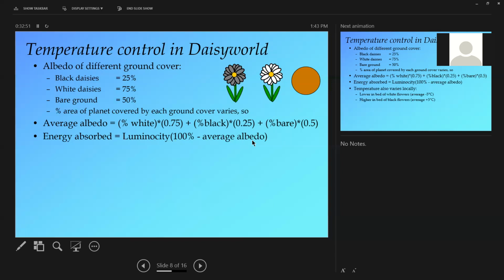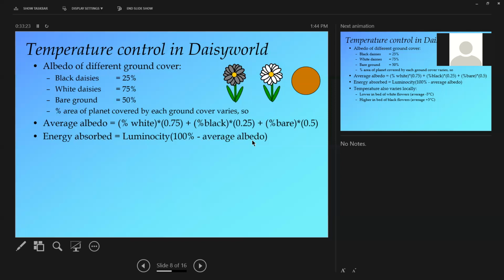And the light energy absorbed is also going to be pretty straightforward. It's the amount of light energy coming in times albedo, which is reflectivity, times 100 minus albedo. So if the planet was all white daisies, it would be 75% reflective, and only 25% of the light energy coming in would be absorbed. Whereas if it was all black daisies, what percent would be absorbed?